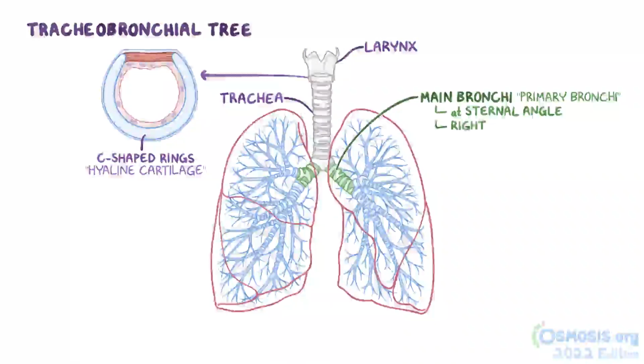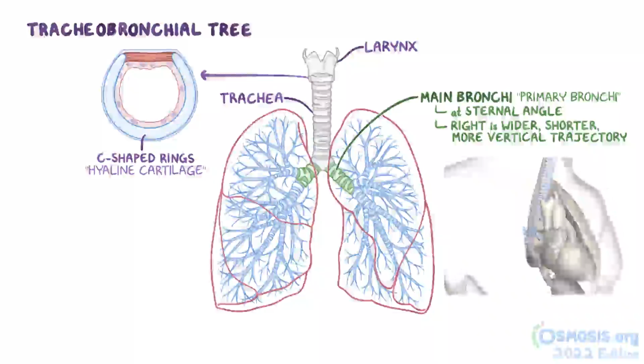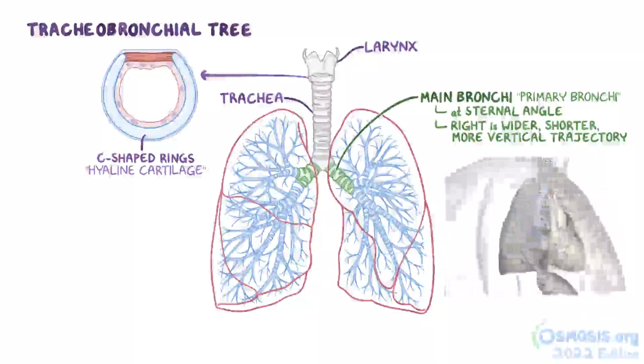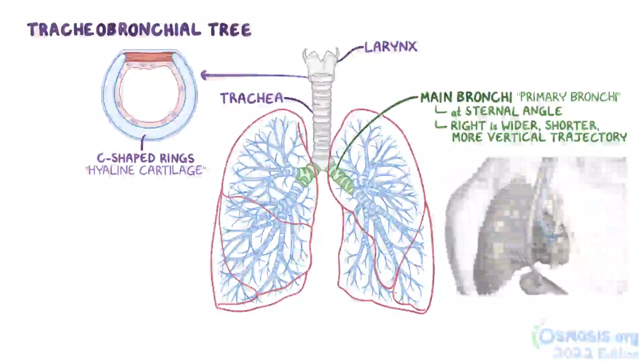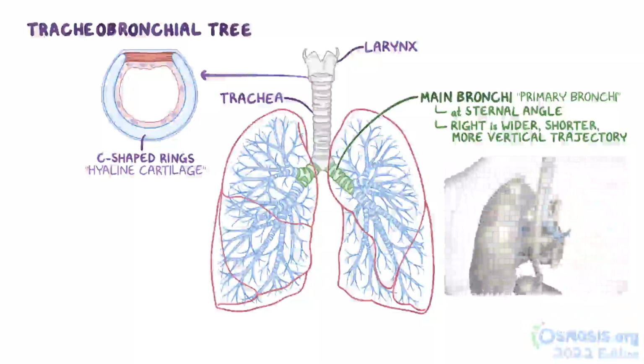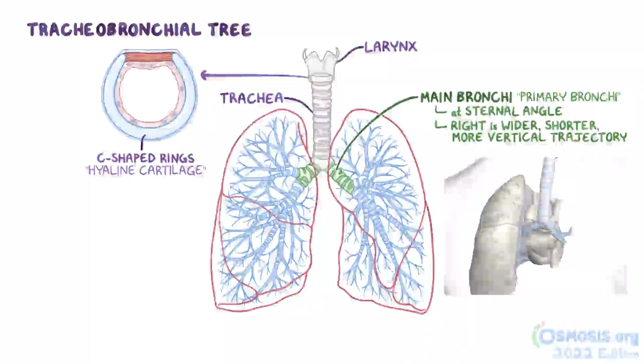The right main bronchus is wider, shorter, and has a more vertical trajectory than the left one, and passes directly into the right hilum. The left main bronchus passes inferolaterally, inferior to the aortic arch, and anterior to the esophagus and thoracic aorta to reach the left hilum.